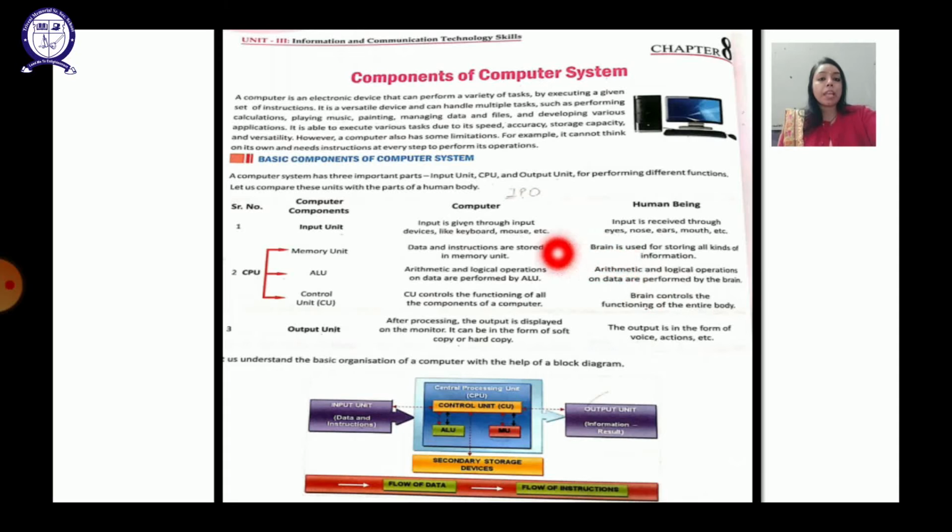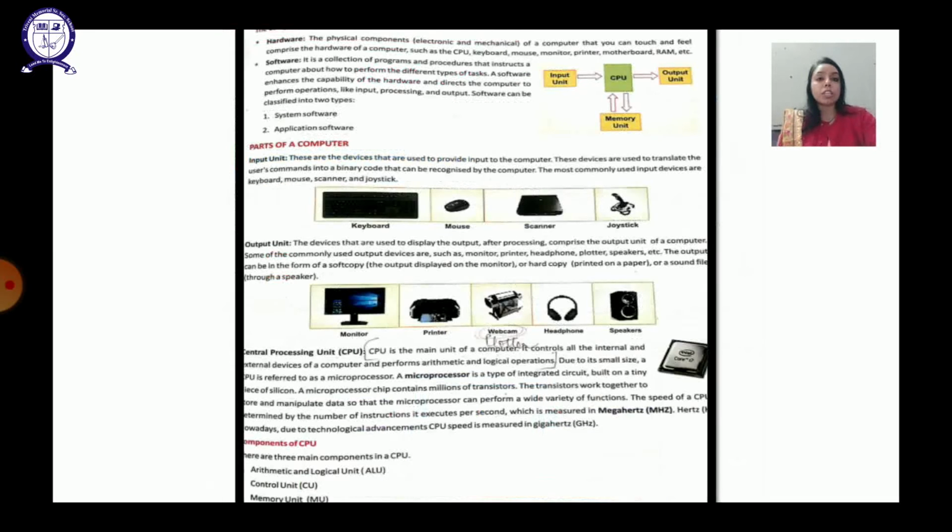Here you can see the block diagram of computer, that is, the input unit is providing the data and instructions, then it goes to CPU for processing, which is being handled by the control unit which is coordinating with ALU and MU, and secondary storage devices also help to store a large amount of data, and then whatever the information has been processed, it goes to the output unit which displays the data on the monitor screen, right? So these are the components of the computer system.